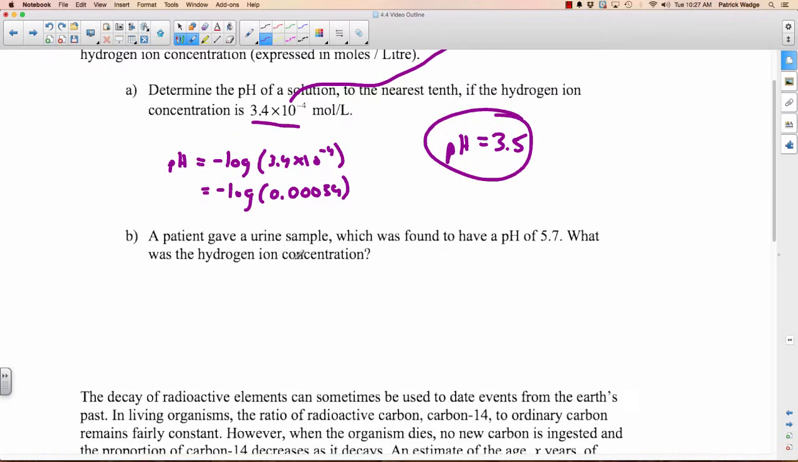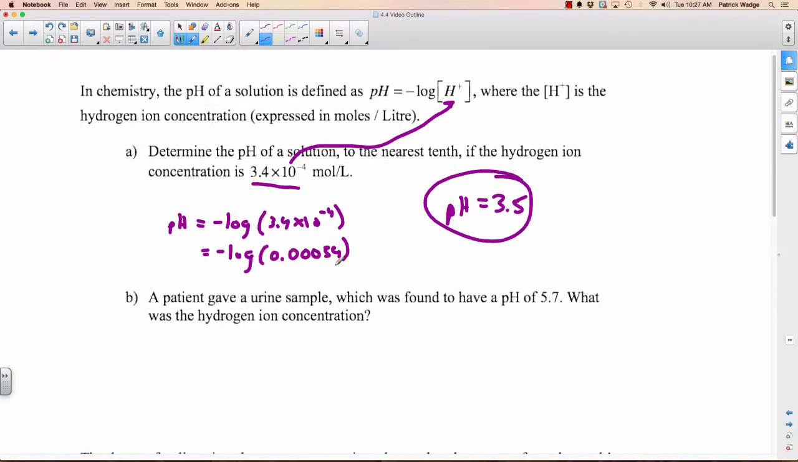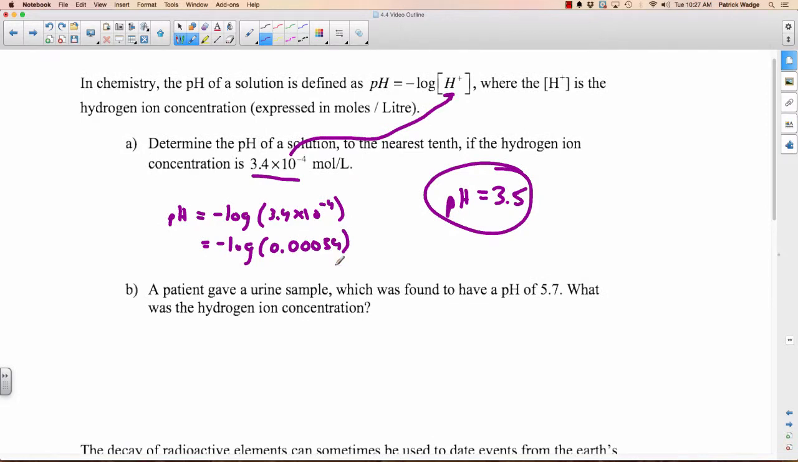Okay, the next one, if a patient gives a urine sample and it has a pH of 5.7, what's the hydrogen ion concentration? So again, this is very difficult to figure out without using either solving with logarithms or to actually graph it. So let's actually graph it. What we'd be graphing is y equals negative log of x. That's it. That's all we'd be graphing.